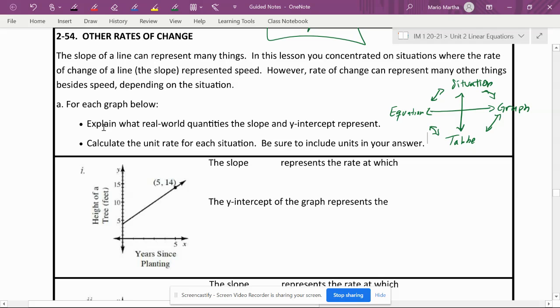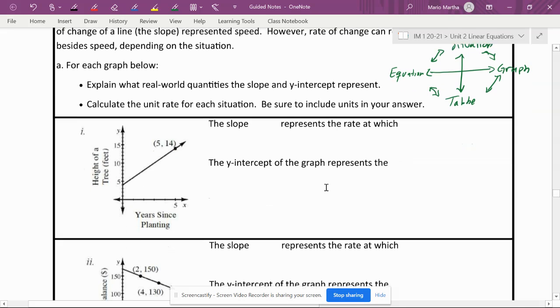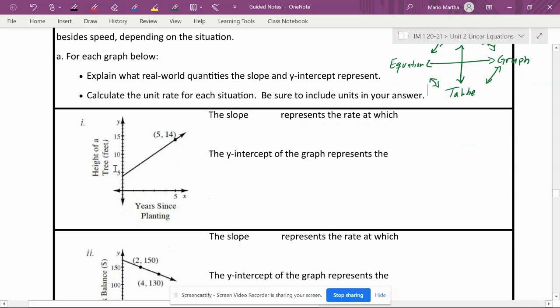So it says part A, for each graph below, explain what real world quantities the slope and y-intercept represent, and then calculate the unit rate of each situation. Be sure to include units in your answer, right? So if you look at the first graph, the x-axis is years since planting, right? And it says height of a tree in feet. So we're comparing two quantities here. We're comparing the height of a tree in feet to time in years, all right? So we want to find the slope. The slope represents the rate.